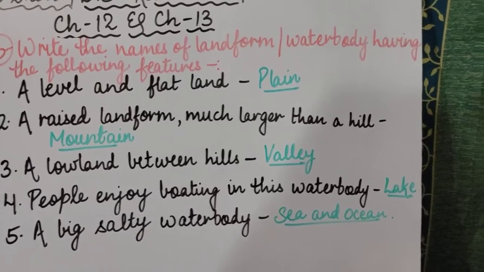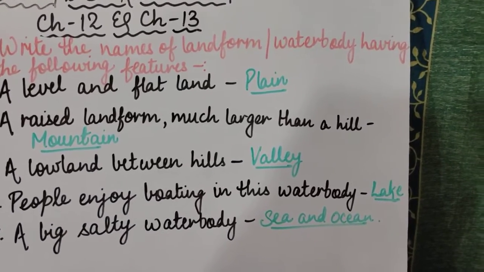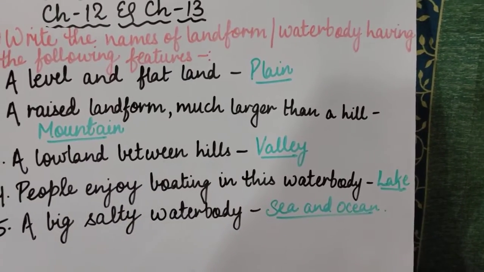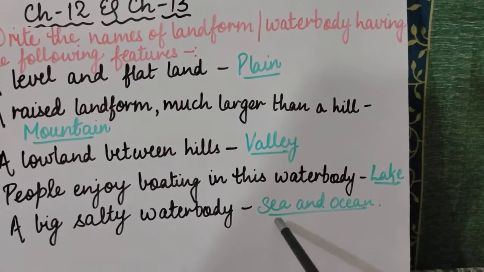Now coming to the fifth sentence, last sentence, a big salty water body. A very big water body whose water is salty. We cannot use it for drinking purposes. Okay, so that water body is sea and ocean.